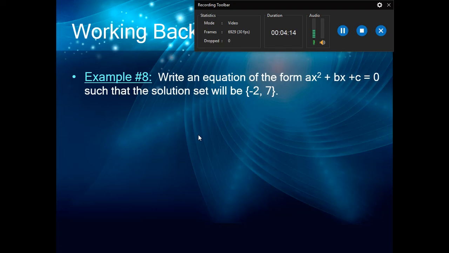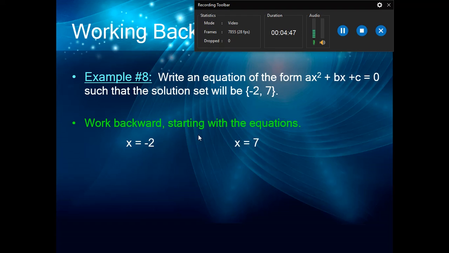In the final example, they want us to write an equation in the form of ax squared plus bx plus c equals 0, which is a quadratic function, so that the solution set will be -2, +7. We're going to work backward with this problem, and we're going to start with the end and move forward. So since I know the roots are -2 and 7, I'm going to start with the end process, x equals -2 and x equals 7.